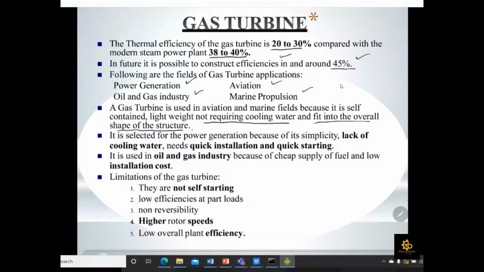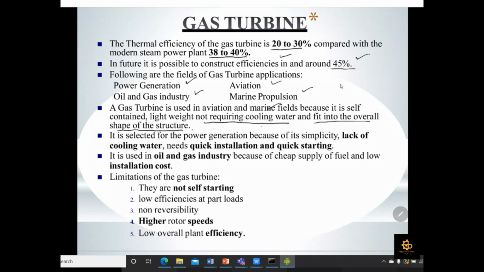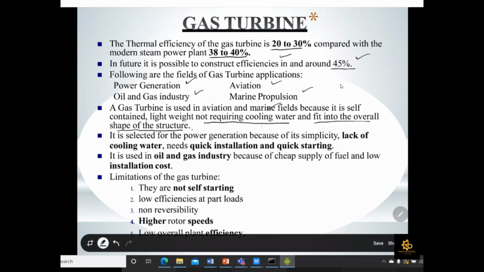Okay, so it is an important point that we don't require cooling water. As we see in steam power plants, we need cooling water in order to cool down the different energy, which is hot gases. Here the air which is taken in from the compressor is also doing some work in order to cool down the whole parts as well.